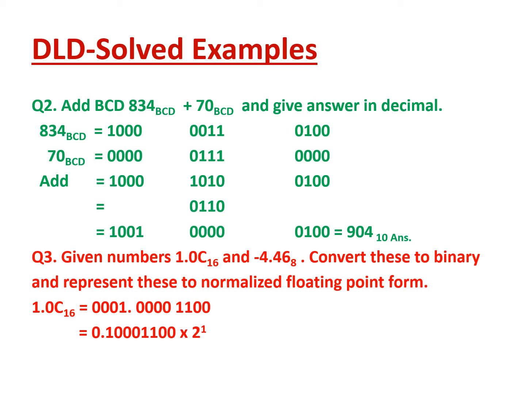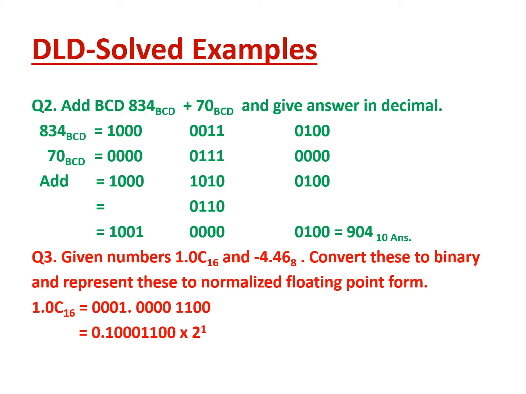Then we come to question 2, and it says: add BCD 834 plus 70 BCD and give the answer in decimal. I just wanted to show how you should add BCD numbers, and then of course you will see what we do when the answer is wrong or something of that sort.